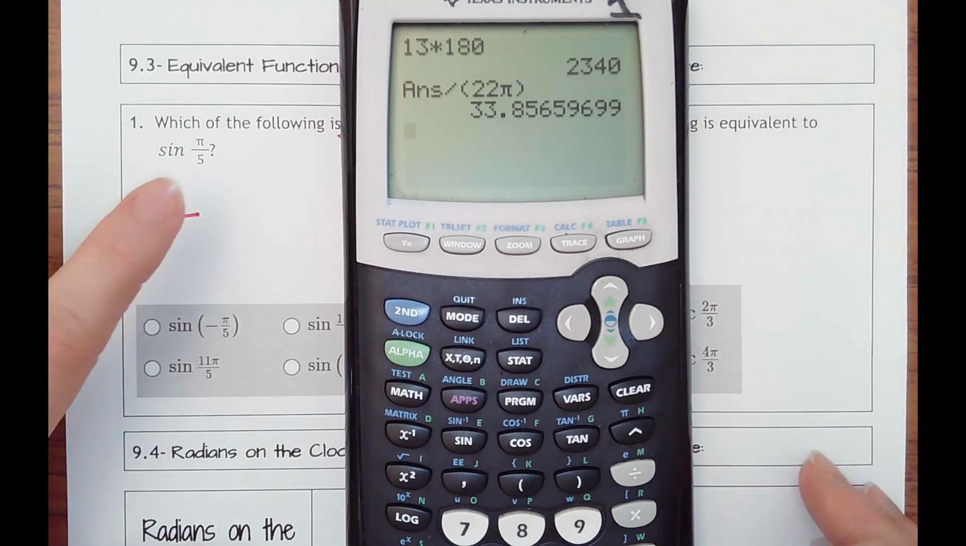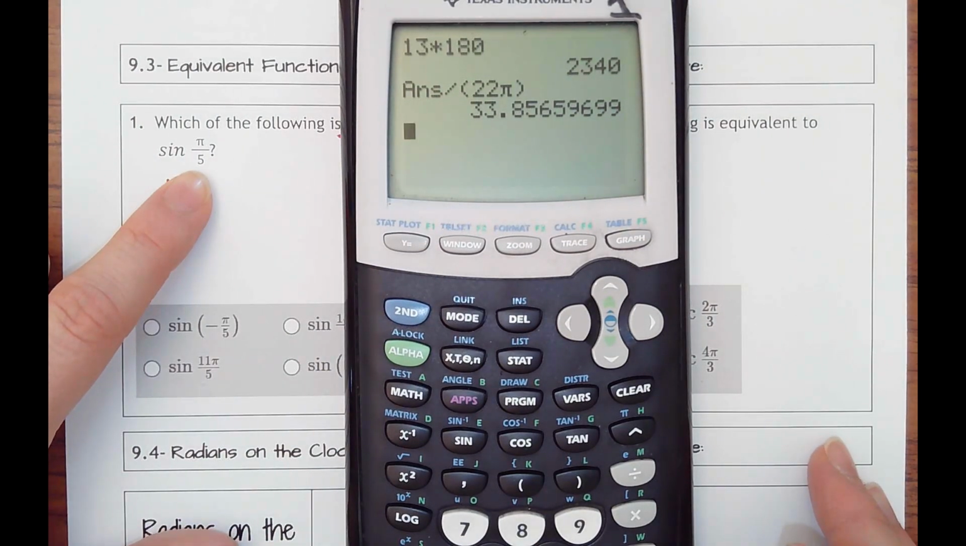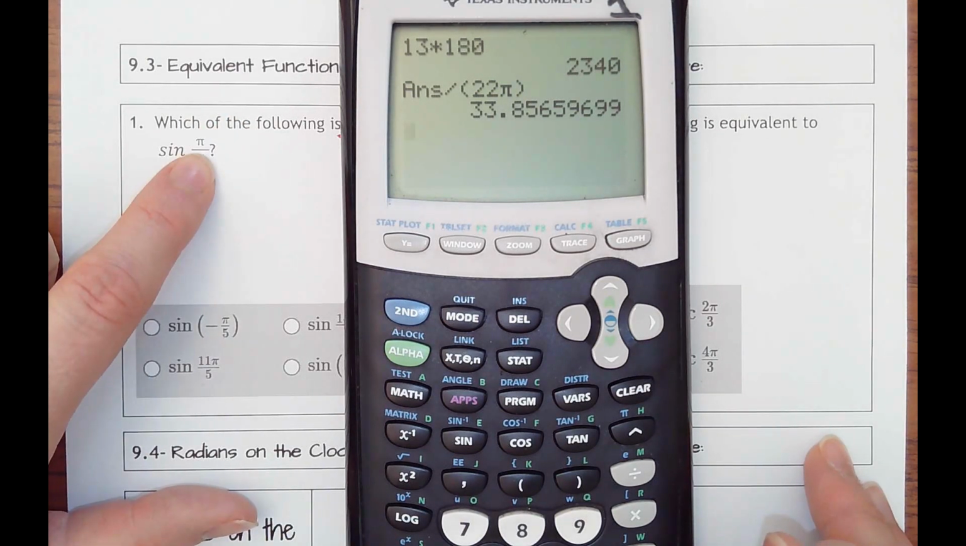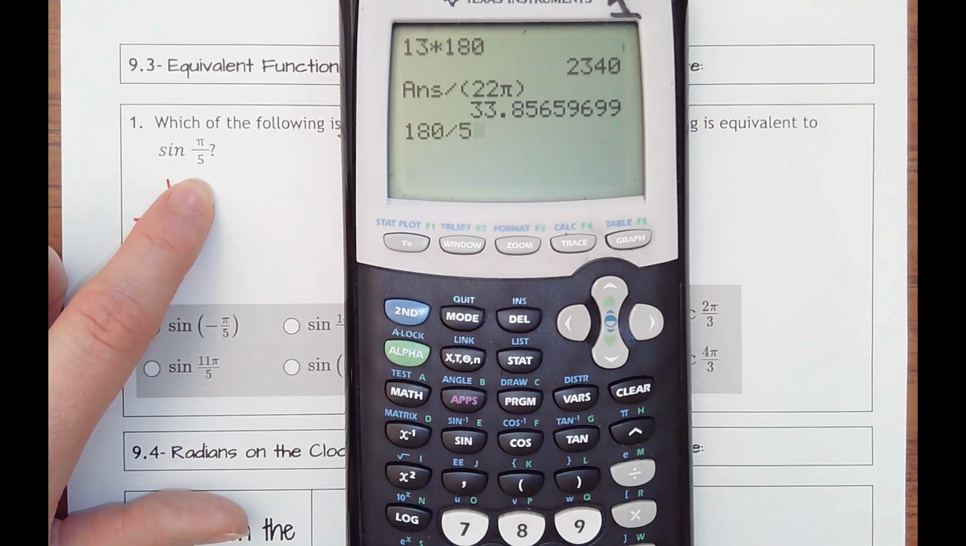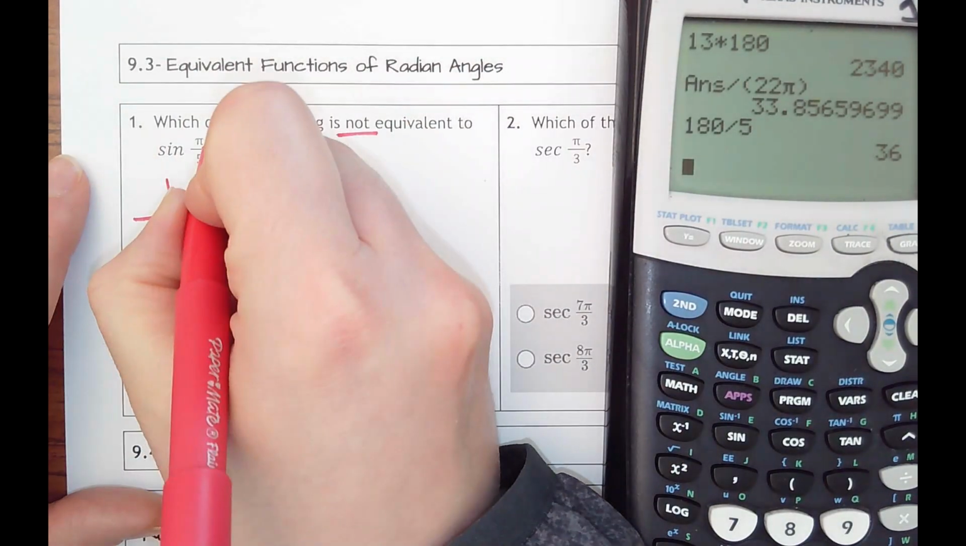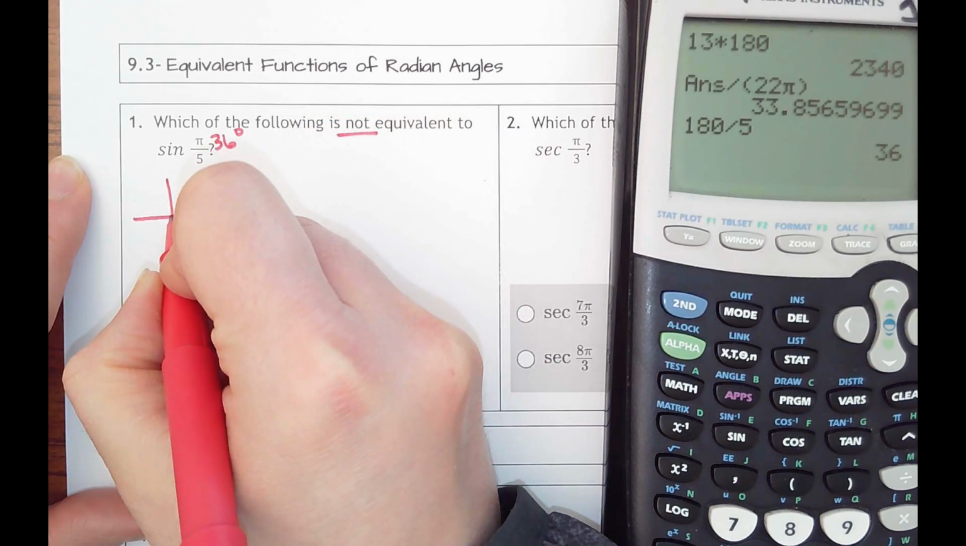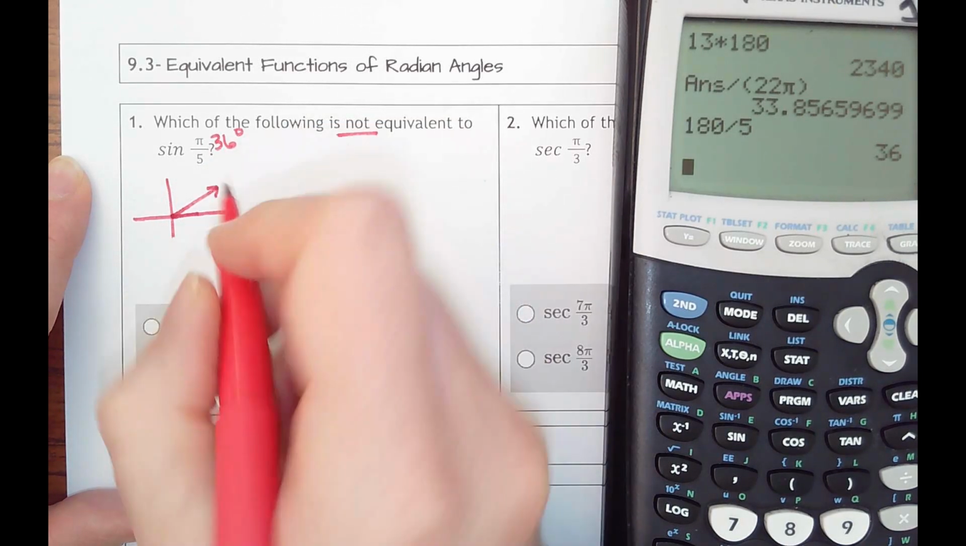We don't have this on our unit circle, but I could figure out where that's at. So pi over 5, if I wanted to convert that into degrees, I'd take it times 180 over pi, and the pi's would cancel. Or think about it as pi is equivalent to 180 degrees. So 180 divided by 5 is what you're doing. That's really 36 degrees, which puts me in quadrant 1, not quite a 45, somewhere like this.